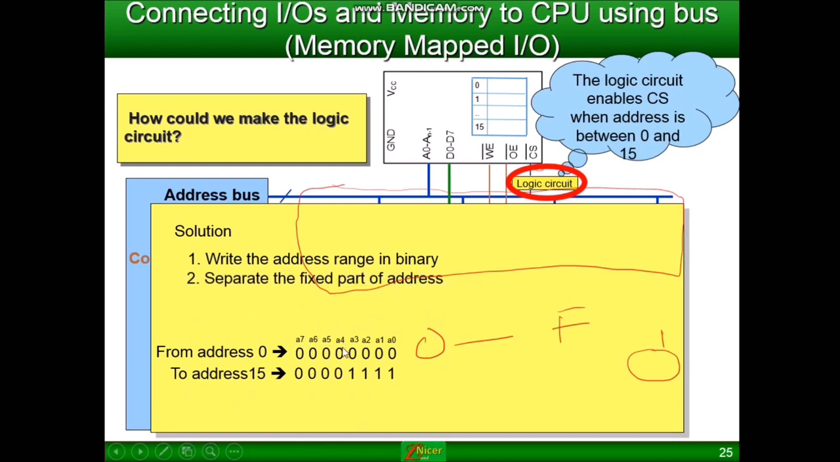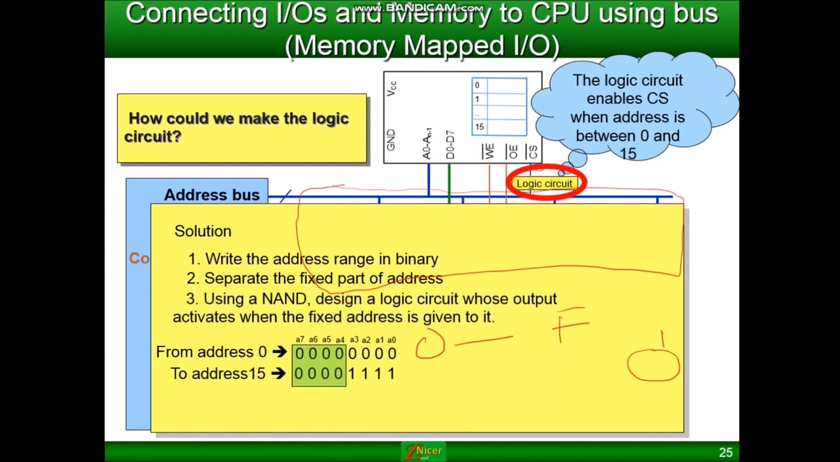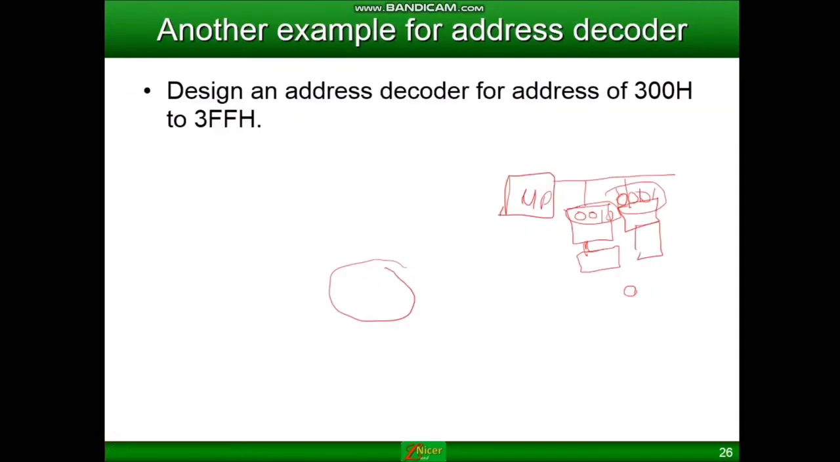That means the part of the addresses which are the same. So from here you can see that A15 up to A4 is the same in both the 0 address and 15 address. Now we are going to fix these. Then using NAND gates we are going to design a logic circuit that is going to give us the output required. This is the output going to chip selection, and this is the input that we have basically taken from these binary numbers. As an example, we have 300H to 3FFH address.